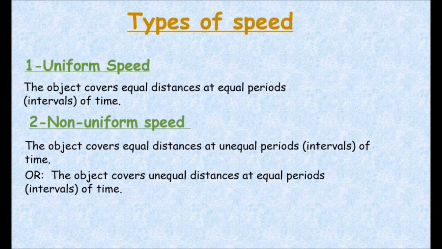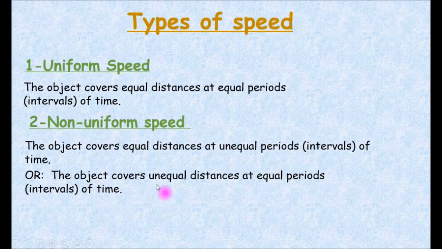The first means that if we have a car that covers the first 100 meters in 10 seconds and the second 100 meters in 13 seconds and the third 100 meters in 9 seconds, so it covers equal distances, but the time interval is not equal.